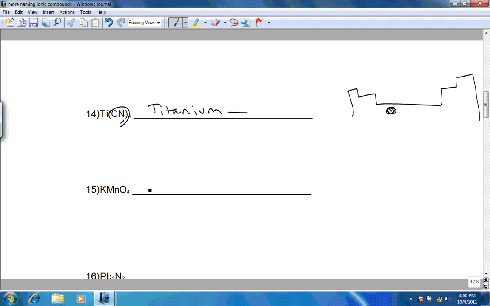CN is a polyatomic ion that's cyanide. We uncross it. That's a +4 and a -1. When we look up cyanide, we realize that cyanide is supposed to be a -1. So that means it's okay. That means that 4 becomes a Roman numeral 4.